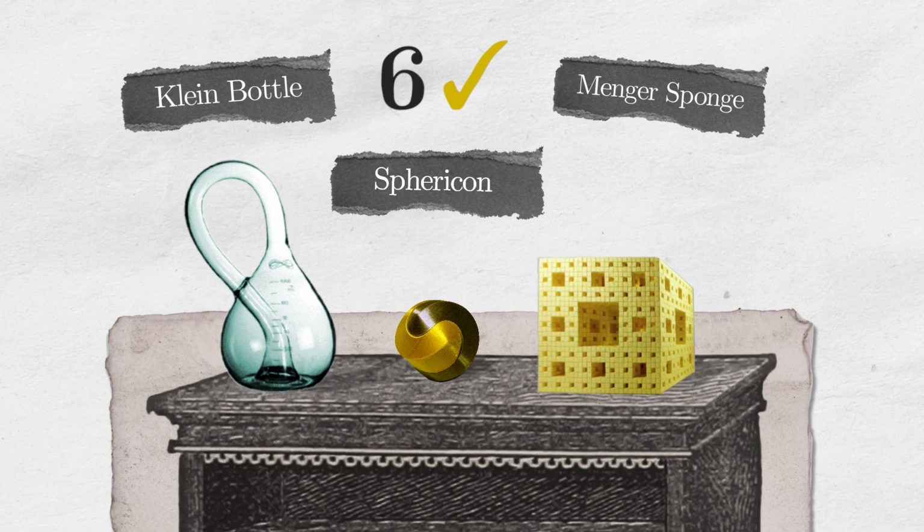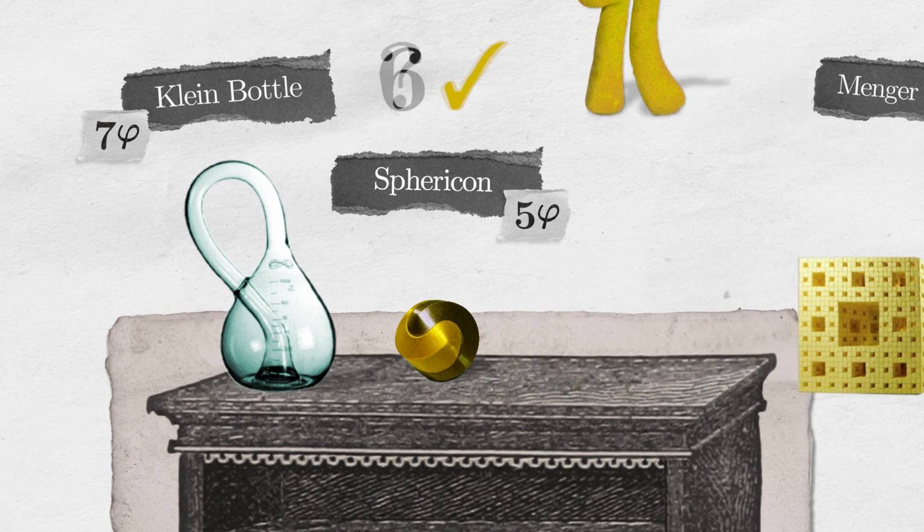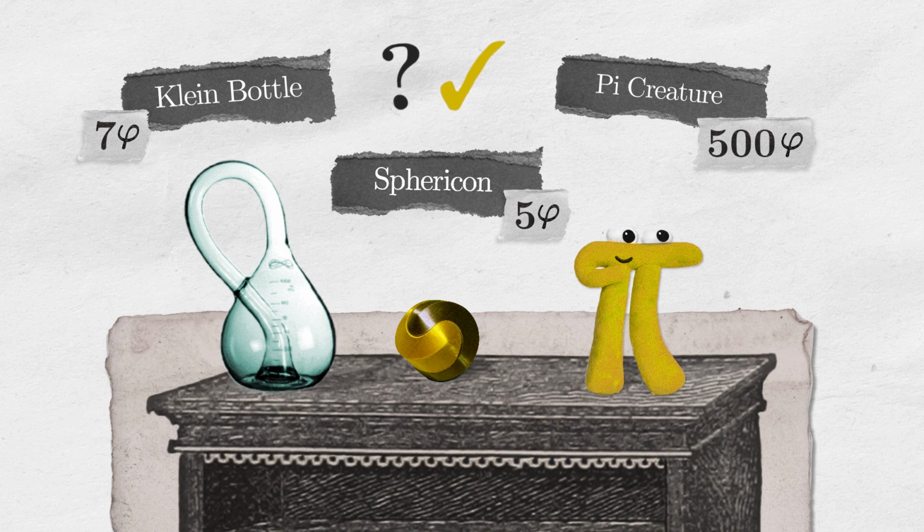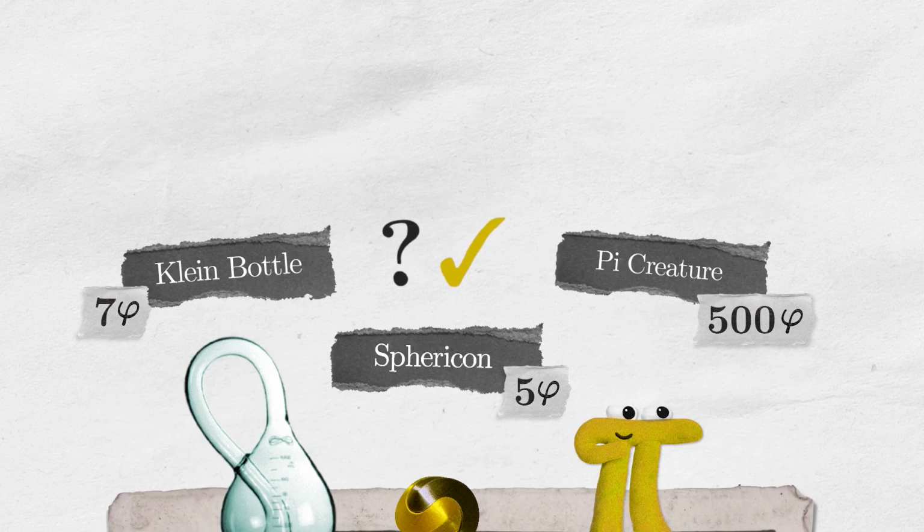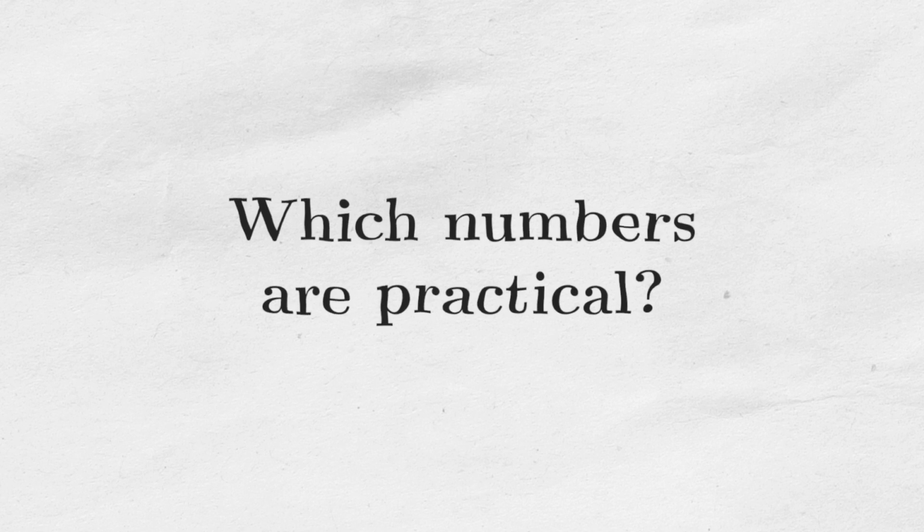We saw that 6 was practical because each thing in your store goes for less than 12 phi's. What number should you choose if you had more expensive artifacts and had to include larger denominations? Or, in general, which numbers are practical?